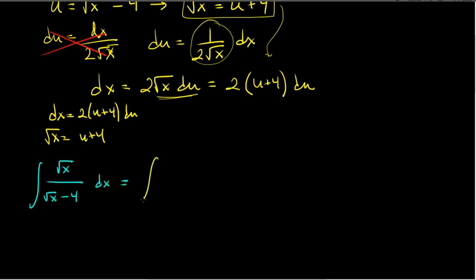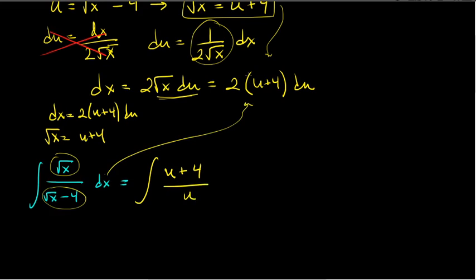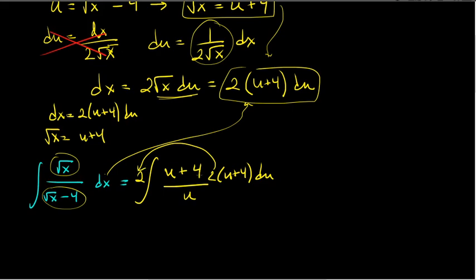Now, do the substitutions. The numerator, the square root of x, is just u plus 4. The denominator is just u. And the dx is this thing up here. It's a 2, which I can bring in front, times u plus 4 du. The 2 was originally here, but I can bring that in front because it's a constant. Okay, is that all right?